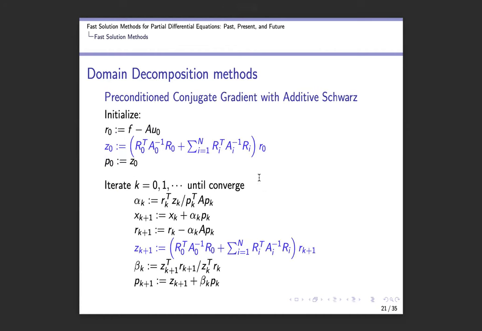Using this preconditioner, we usually consider preconditioned conjugate gradient with this additive Schwarz method. So this is the initialization process, and this is preconditioning. In each iteration, we do the usual conjugate gradient step, and we add this preconditioning step.